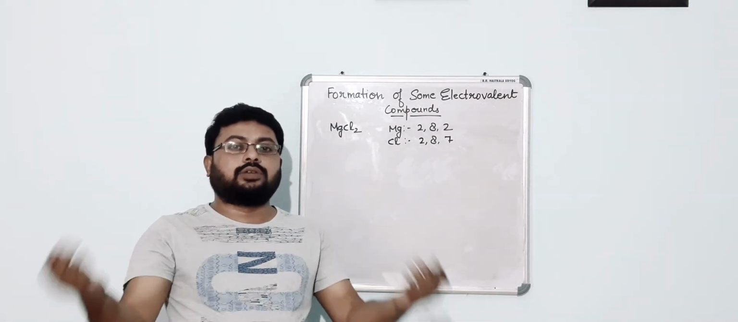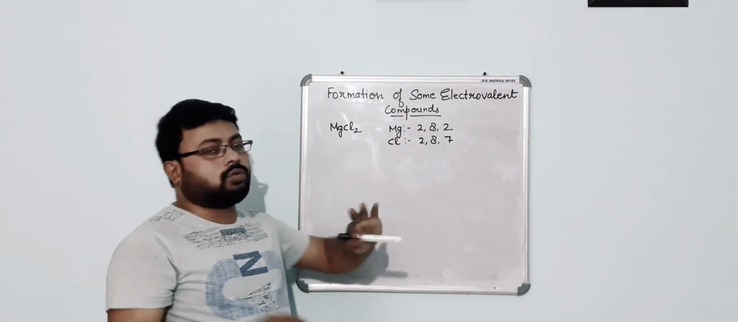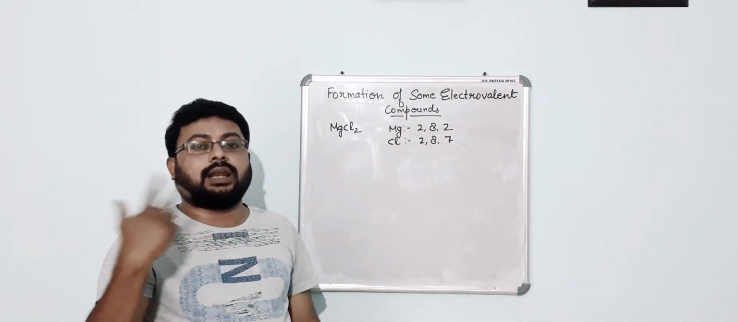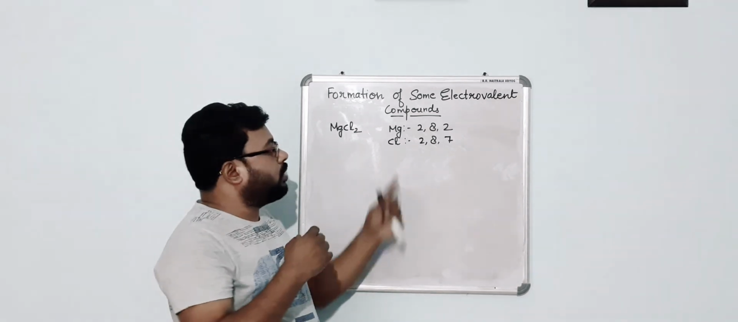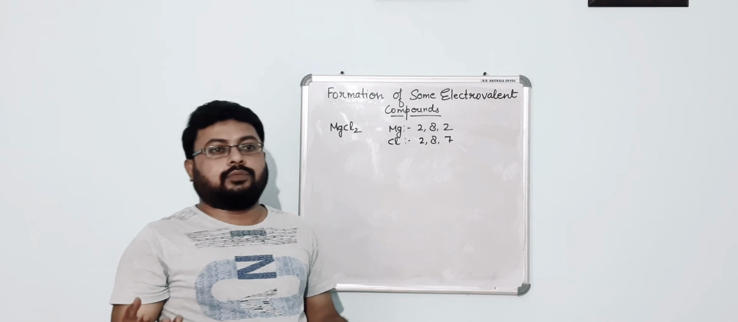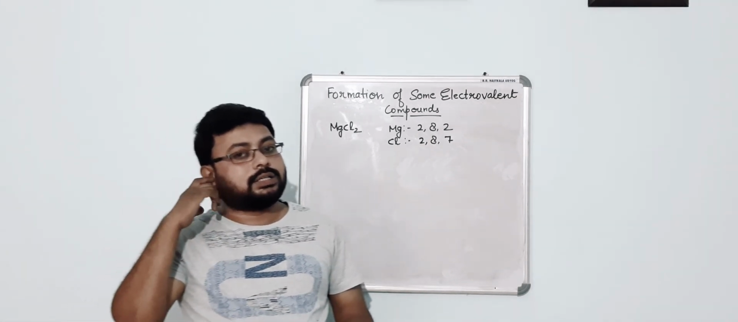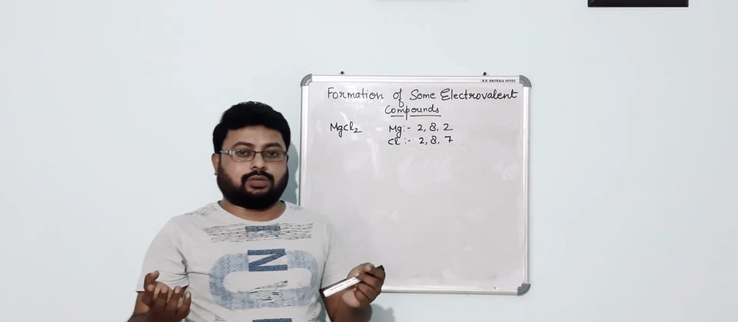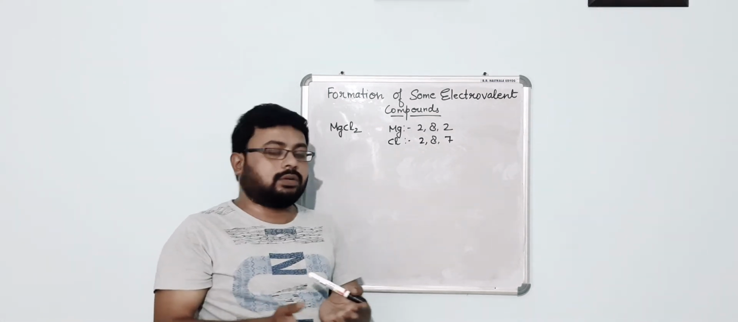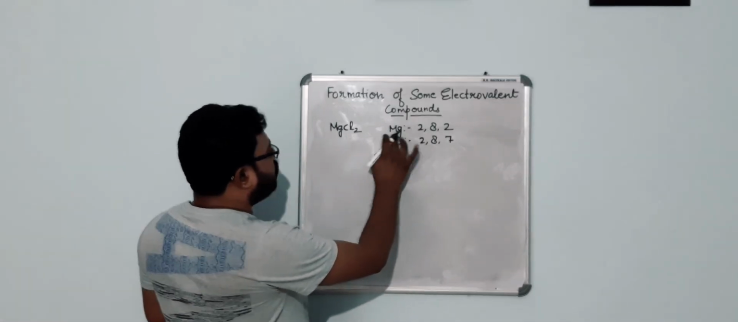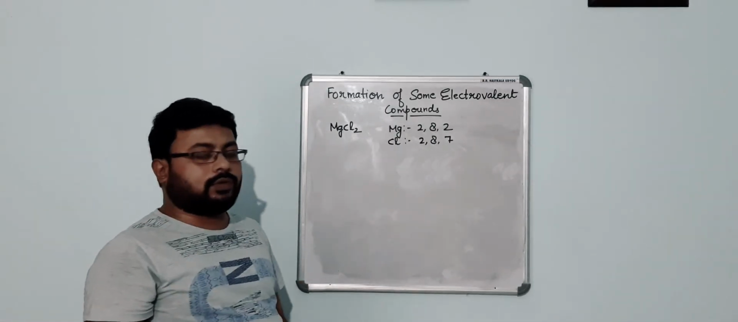Okay, so that it can donate both the electrons, not atoms. So just donating 1 electron will not do. It will not stabilize magnesium. So magnesium needs to donate both the electrons, then only it will become satisfied, okay, or stable, right? So what will happen? Magnesium is going to combine with 2 atoms of chlorine.